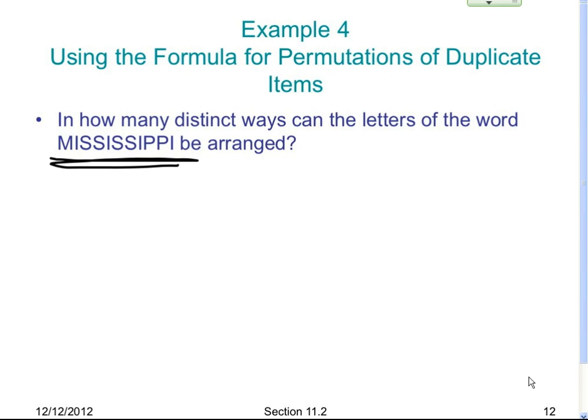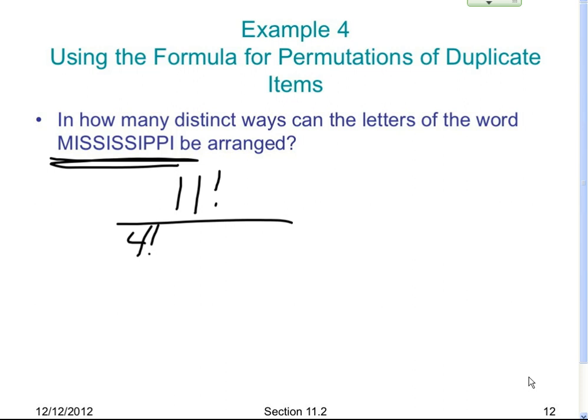First thing you're going to do is count the number of letters total. So we have 1, 2, 3, 4, 5, 6, 7, 8, 9, 10, 11 letters. So we have 11 factorial on the top. Now we look for repeated letters. Does the M repeat? No, so we don't have to worry about it. Does the letter I repeat? Yes, it does. How many are there? There are 4 I's, so we put a 4 factorial in the bottom.